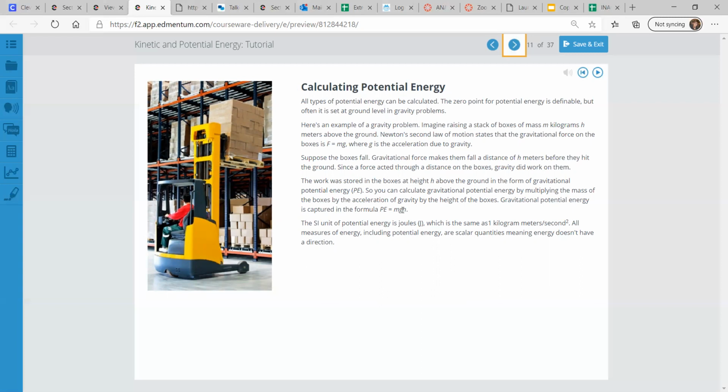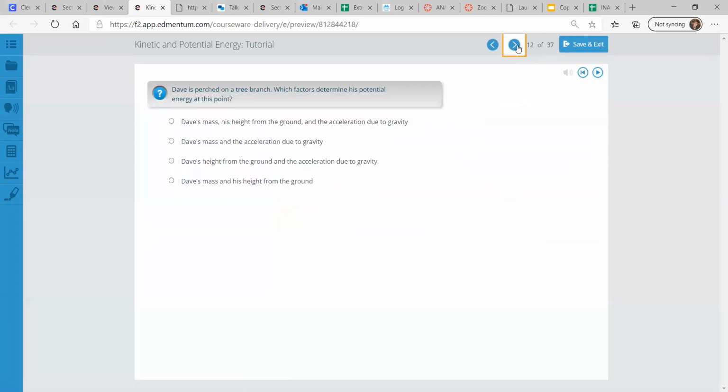The SI unit of potential energy is joules, or capital J, which is the same as 1 kilogram meters squared divided by seconds squared. We'll see joules once we calculate out some example problems. All measures of energy are scalar quantities, meaning energy does not have a direction.